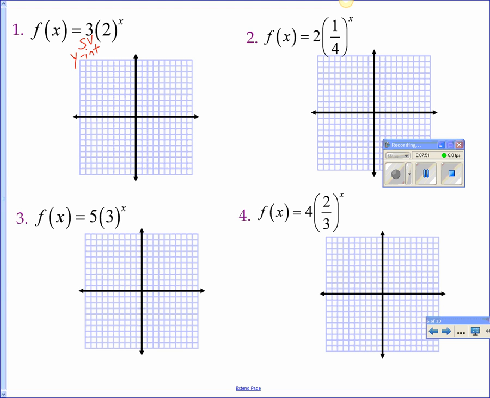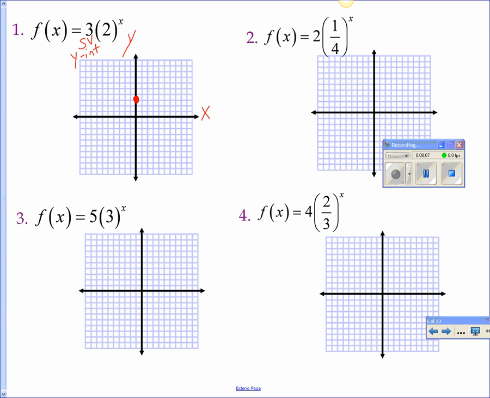On the y. It's the y-intercept. It goes on the y. So this is the y. This is the x. So we put 3 on the y. 1, 2, 3. It's my y-intercept.